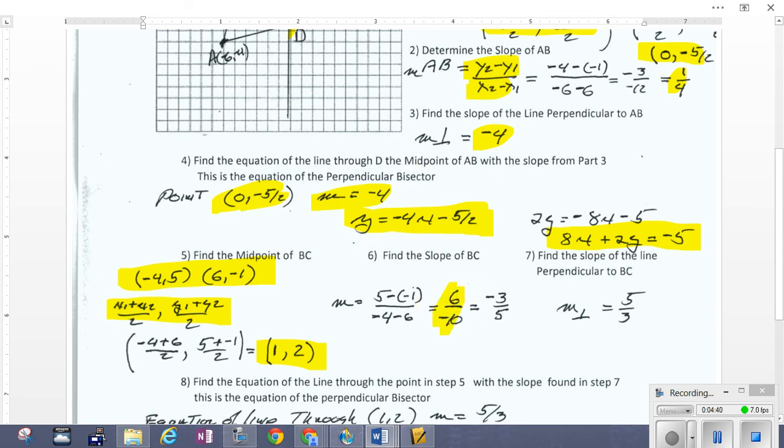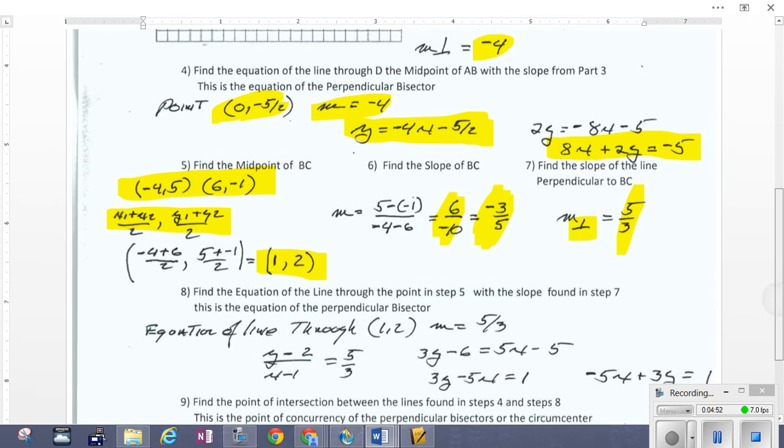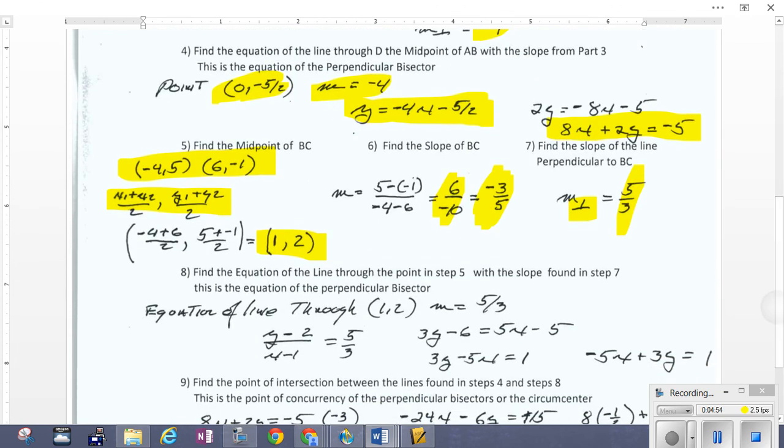As you can see here, I reduced my slope. I took the negative reciprocal, which is the slope of the perpendicular, which is 5/3 as indicated there. Now, again, I need to find the equation of the line with this slope of 5/3 going through (1, 2). All right, the equation of a line through (1, 2) with the slope of 5/3.